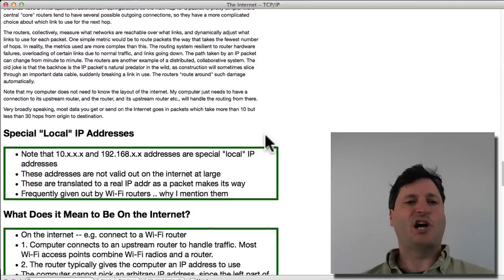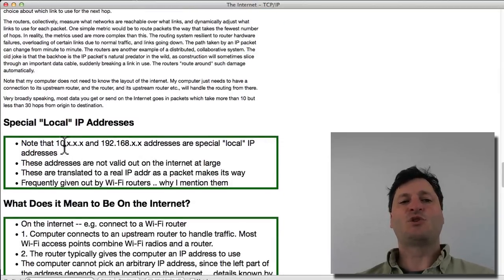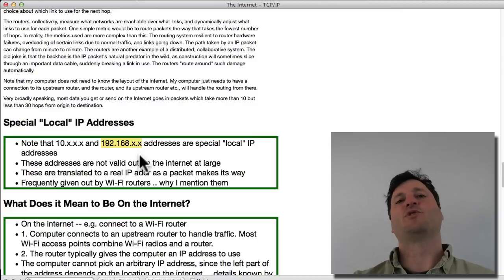This is just sort of a detail, but I should mention there are certain special IP addresses, so 10 dot any three numbers, or 192.168 dot something. Those are special local IP addresses, and they're not valid out on the internet at large. They just sort of work within an organization. And the way it works is that when a packet with a special local address like that is making its way along, hop, hop, hop, it'll get translated to be a real IP address.